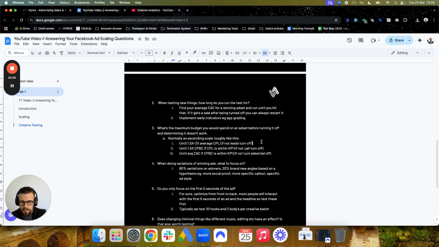And then, at every stage here, it is based on the other one still staying in KPI. So if cost per lead is fine in the beginning and then just skyrockets, say it's normally $10, it starts to be $20, and there's still no calls booked at 1.5, then I'd turn it off. Same here, we'd run it until the average CAC, if cost per call is within KPI. So if not, turn the ad or ads off.